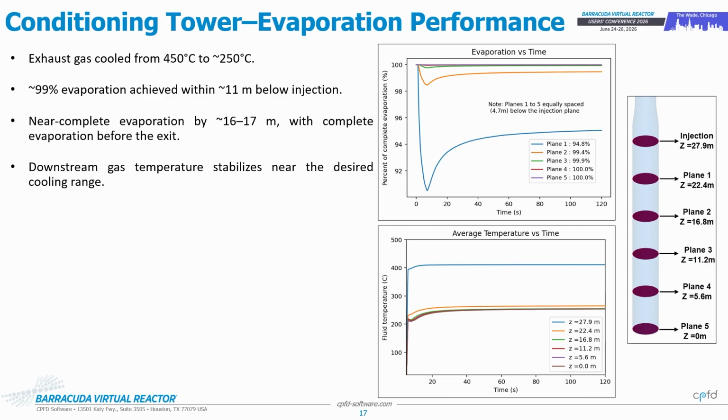And then the graph on the top here shows the evaporation versus time. We see that 99% of the water has essentially evaporated about 11 meters below the injection plane, and nearly all of the water has evaporated by the time it exits the conditioning tower, which would be the objective of the cement plant. They want no water leaving the conditioning tower.